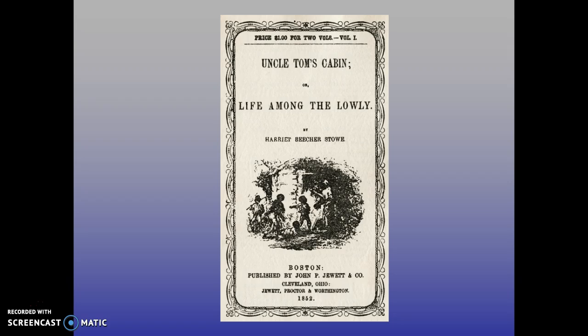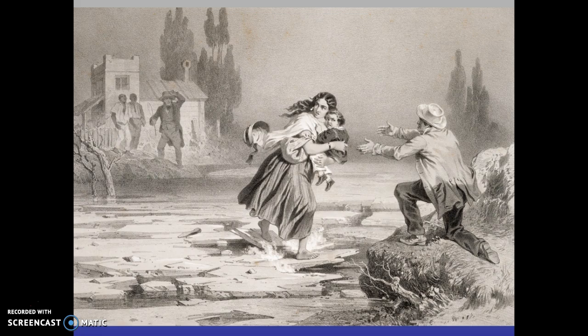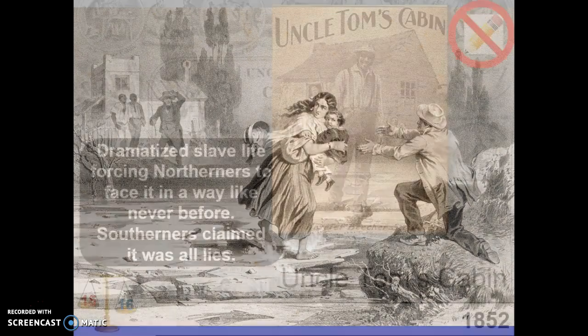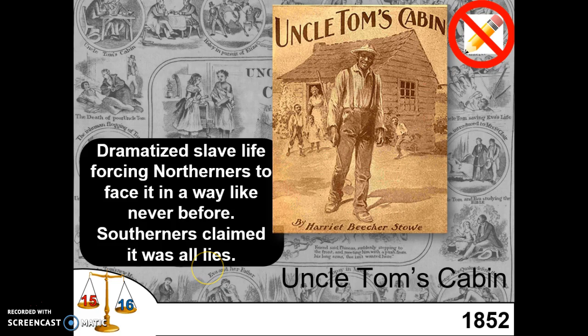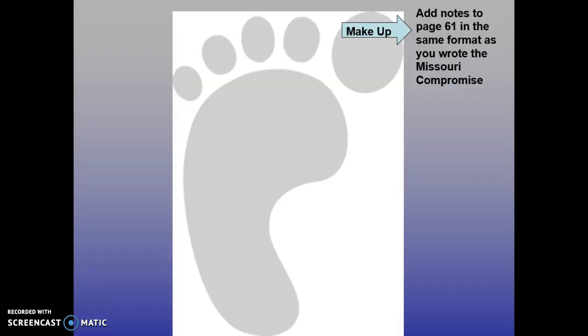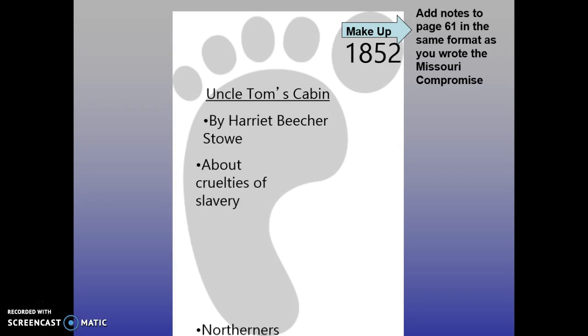And once reading the book, they were all on board and really wanted to help the abolitionist movement and became much more outraged. And of course, the South said, this is all lies, this is not true. And they were banning the book, burning the book in the South, and the people in the North were looking at slavery in a much more serious way. And again, add these notes to your notes. Skip a line underneath your last subtitle.